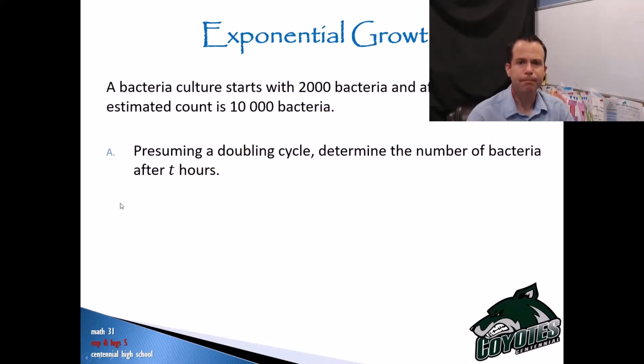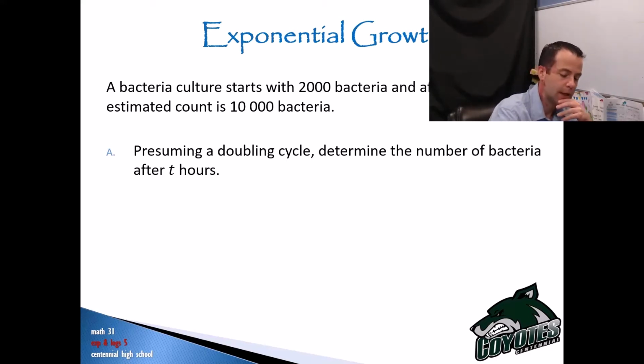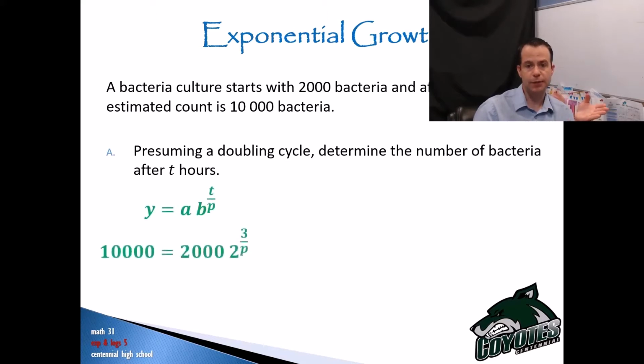A bacteria culture starts with 2,000 bacteria, and after 3 hours, the estimated count is 10,000 bacteria. Presuming a doubling cycle, determine the number of bacteria after t hours. What I'm going to do there, I have a starting population, I have an ending population, I'm presuming a doubling period, so I know that b is going to be 2, and I know that my total time is 3. So when I plug all that in, I get something that looks like this.